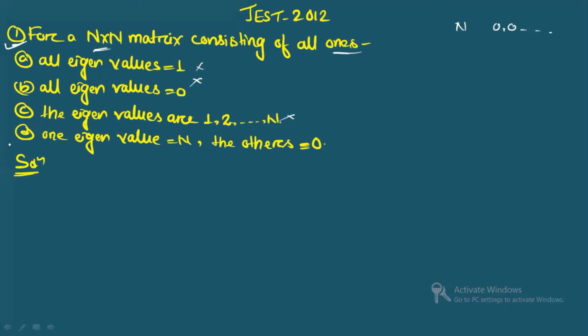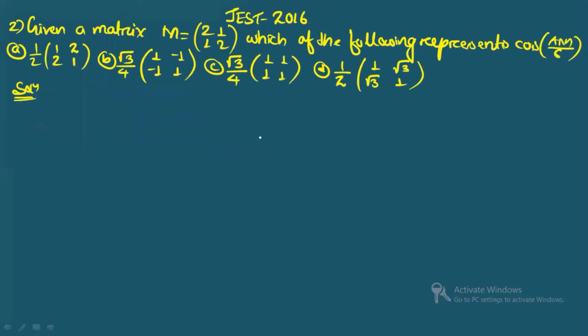So the second option is also not correct. The third is also not correct. The correct option is option D, that is, one eigenvalue is n and all other eigenvalues are 0. All right. So this was a direct question from the theory. Now we will see the next question.